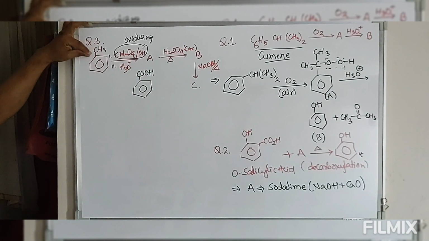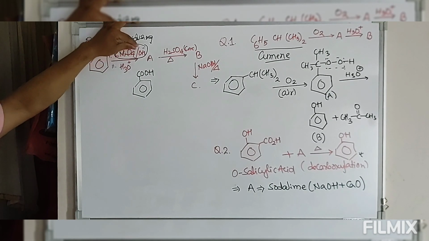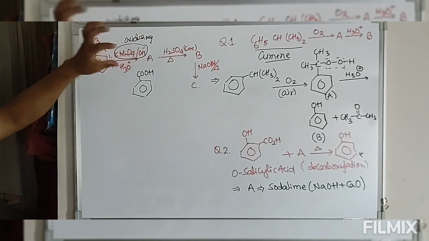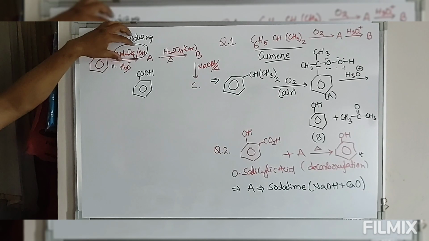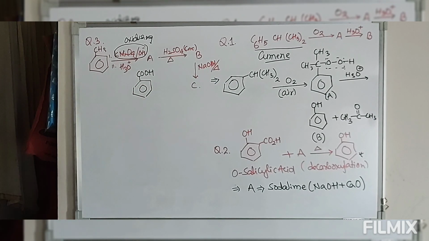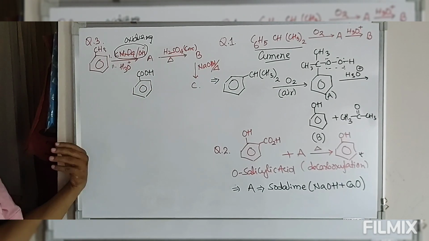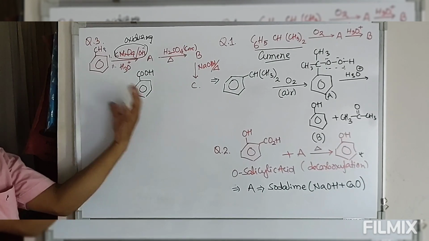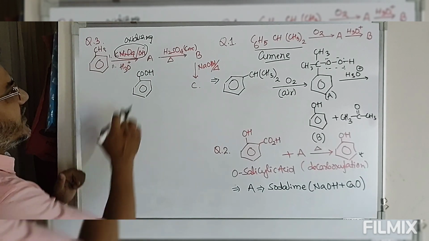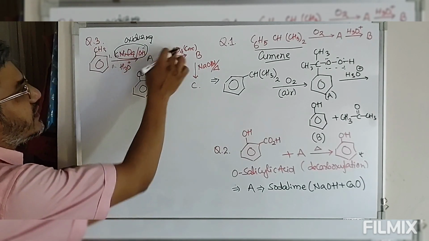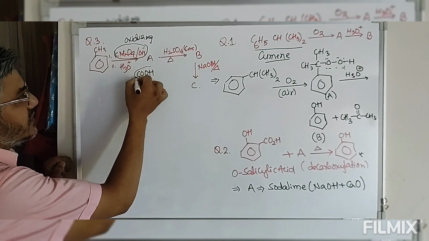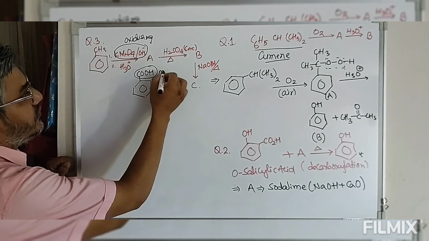So toluene on oxidation with alkaline KMnO4 gives you the salt of benzoic acid, which on acidification gives you benzoic acid. That means KMnO4 will oxidize the side chain present in the benzene ring to carboxylic acid group. So this is one of the very good methods for preparation of aromatic acids from substituted benzenes. Now we have this A, this is our A. Now A on reaction with sulfuric acid. Now this COOH acidic group is a meta-directing group.